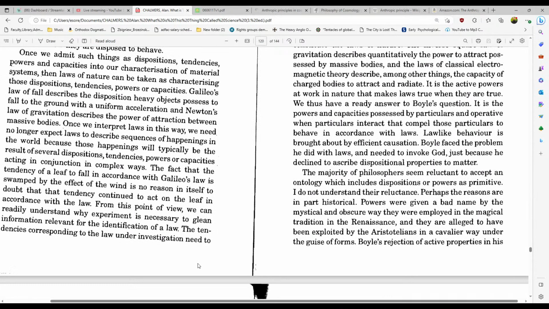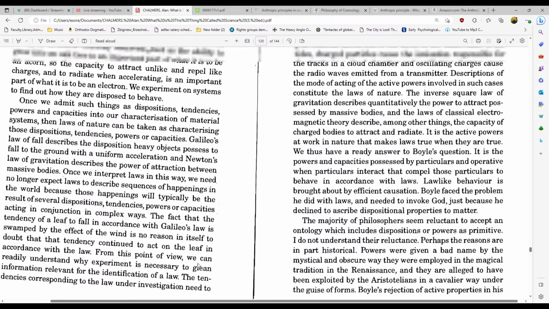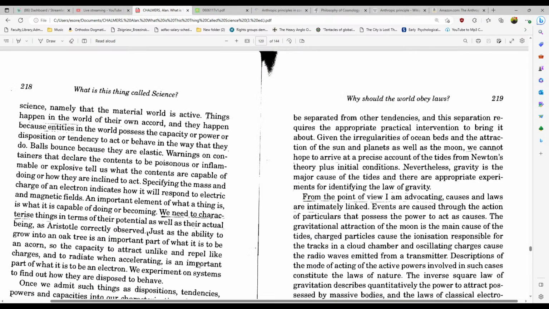The tendencies corresponding to the law under investigation need to be separated from other tendencies, other factors. Okay, that makes sense. So nevertheless gravity is the major cause of the tides, right? So now it seems like we're getting somewhere.